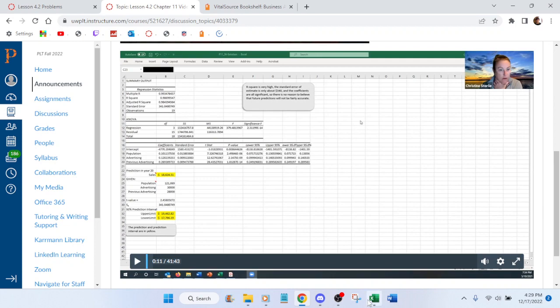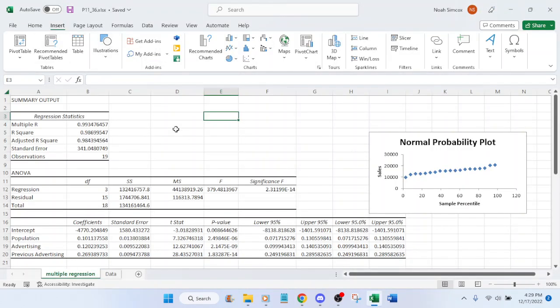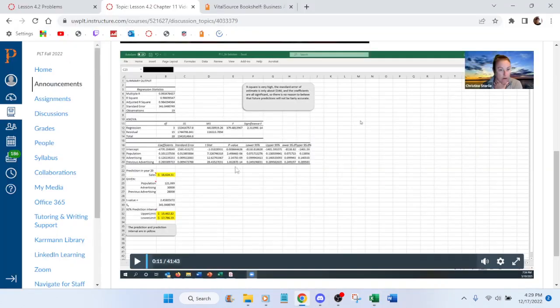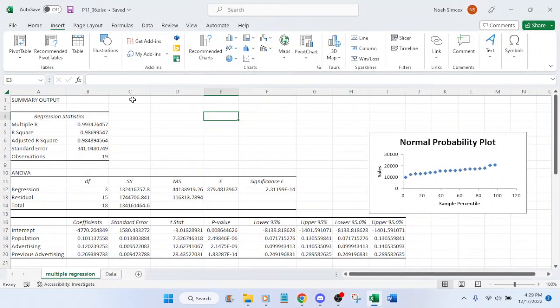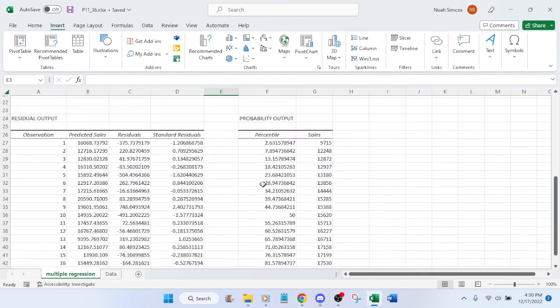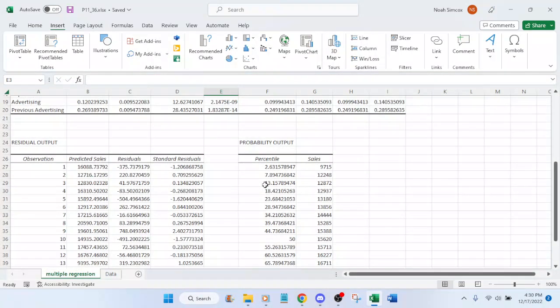The R squared is very high. How many rows was this lower part? 1, 2, 3, 4, 5, 6, 7, 8, 9, 10, 11, 12. 12. Oh, it's not going to fit up here, is it? I could move everything down one so it fits. No, I'll just put it below.